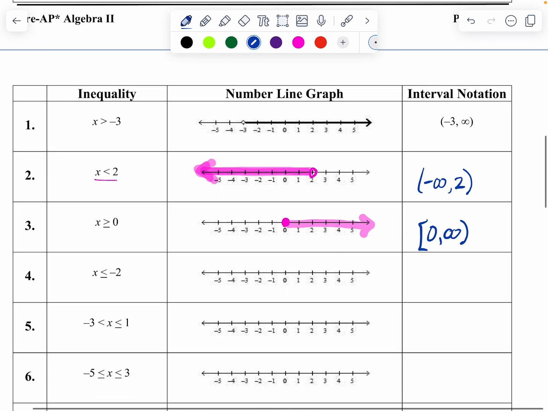All right, x is less than or equal to -2. I'm going to put a closed dot on -2 because it can be equal to it, and it can be less than that. So I'm going to the left, which means when I do my interval, this starts at -infinity and goes to -2. And it includes -2, so I do a bracket.